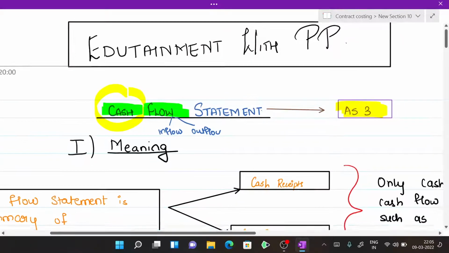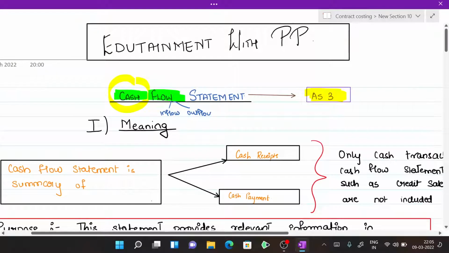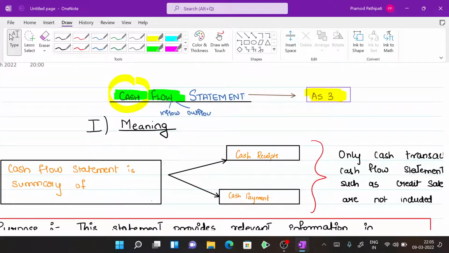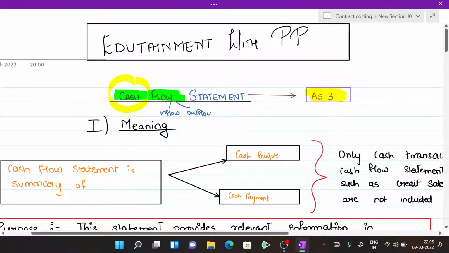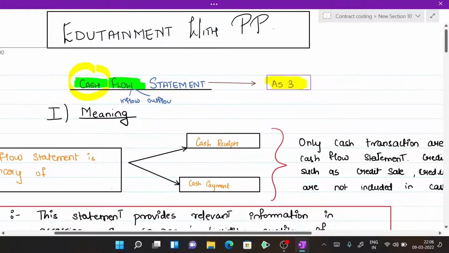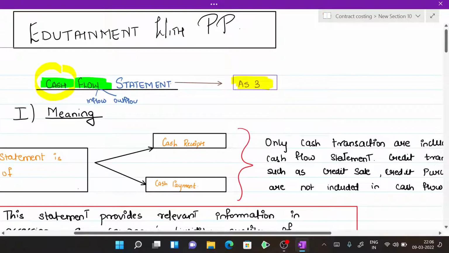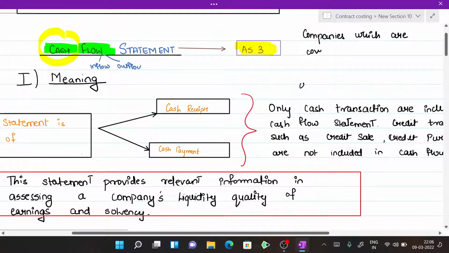The other thing you should understand is that cash flow statement is applicable to those companies which are covered under the Companies Act 2013, right? If you are a BCom student, then this question can come in your MCQ exam, that cash flow statements are applicable to companies which are covered under Companies Act 2013, right?